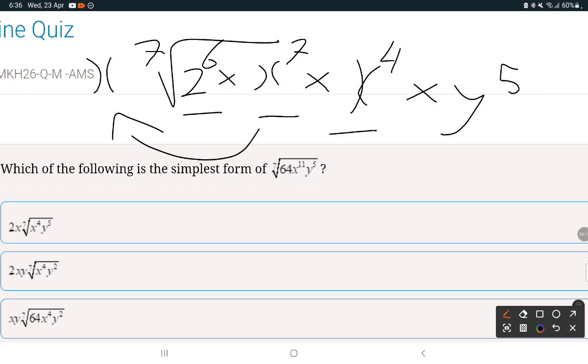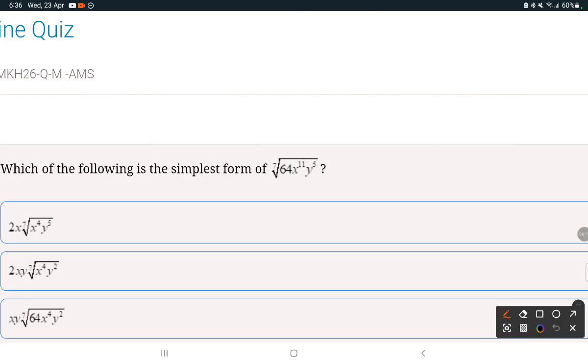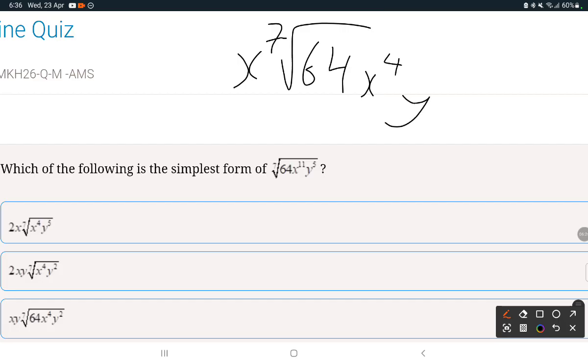This can, x to the power of 4 cannot, and y to the power of 5 cannot. So it's just going to be 2 to the power of 6, which is 64, as we said in the question. 64, and then x to the power of 4, y to the power of 5. That's going to be your final answer.